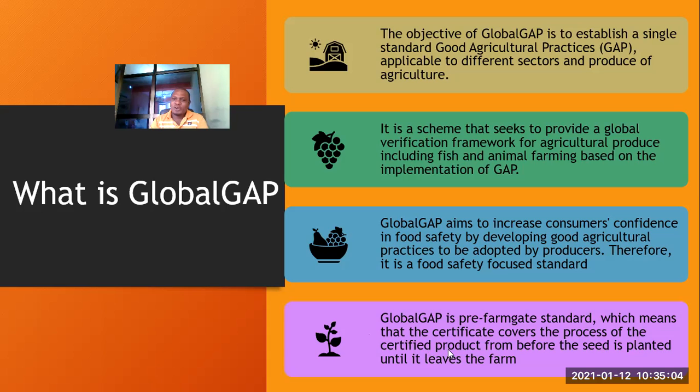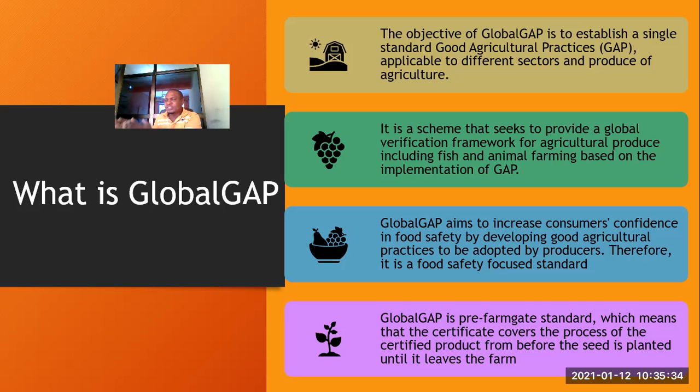And then GlobalGAP is a pre-farm gate standard. So when we say pre-farm gate standard, it means that whatever certificate you are going to get after being certified to GlobalGAP, the certificate covers all your pre-production activities up to the time your produce leaves your farm or your company. So it is a pre-farm gate standard.